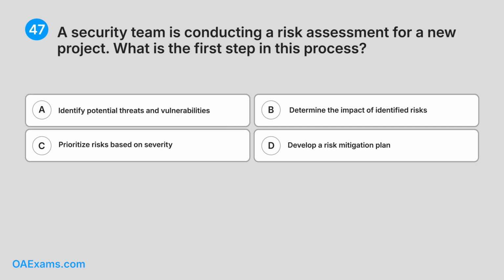47. A security team is conducting a risk assessment for a new project. What is the first step in this process? A. Identify potential threats and vulnerabilities. B. Determine the impact of identified risks. C. Prioritize risks based on severity. D. Develop a risk mitigation plan. Do you know the answer?